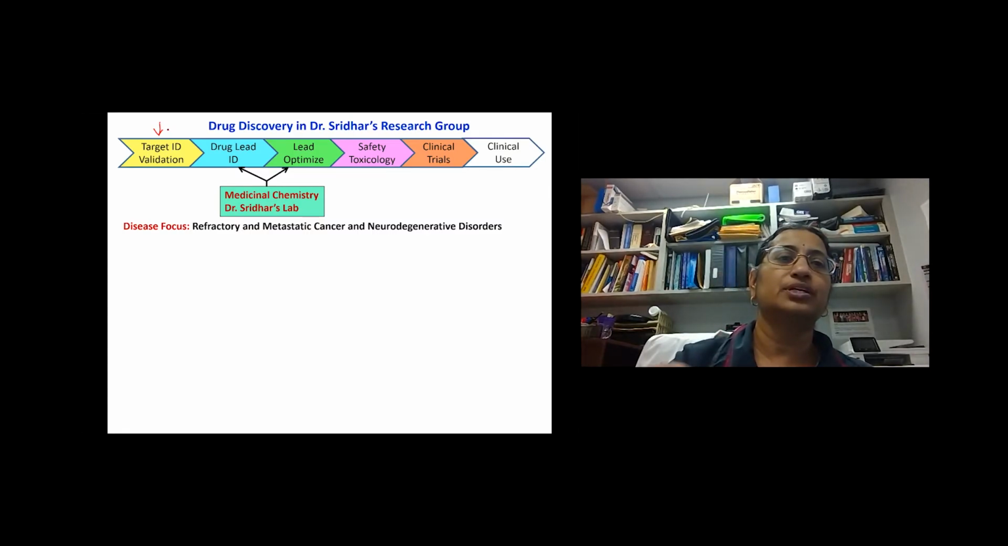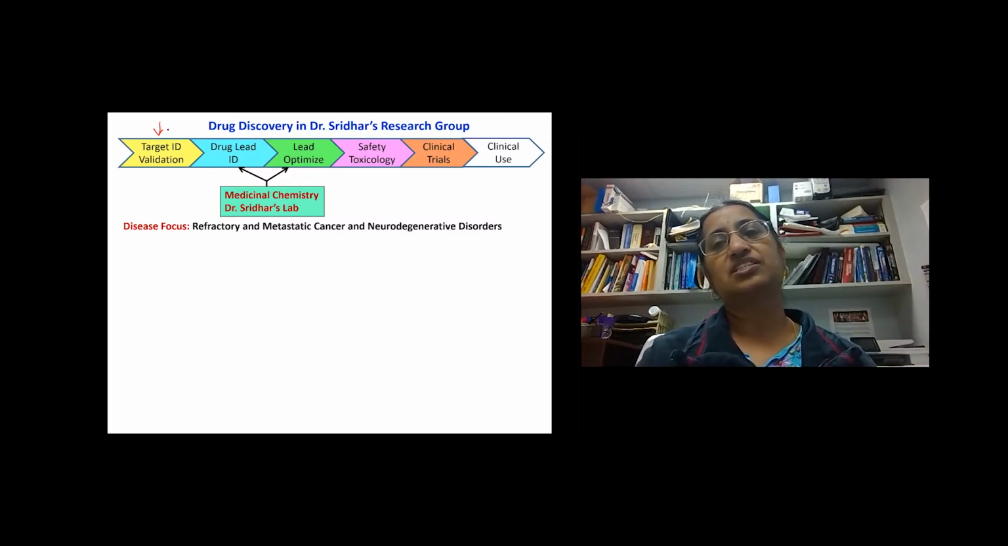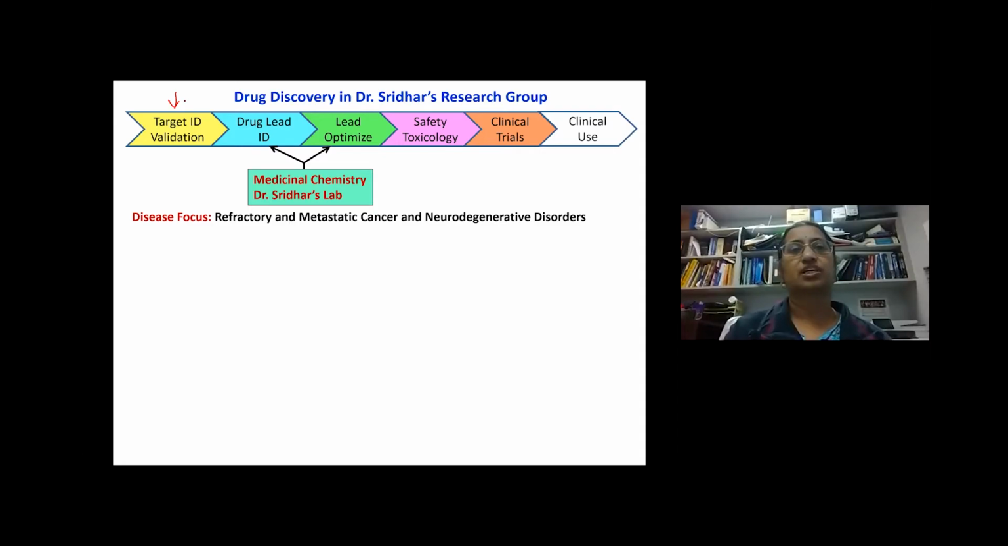So what we do is we look at the structure of the protein and we identify the way it is acting in the cell, how it is carrying out its function. That is what we look at. And once we get an idea about that, then we try to use chemical agents that can actually target the activity of that particular protein.